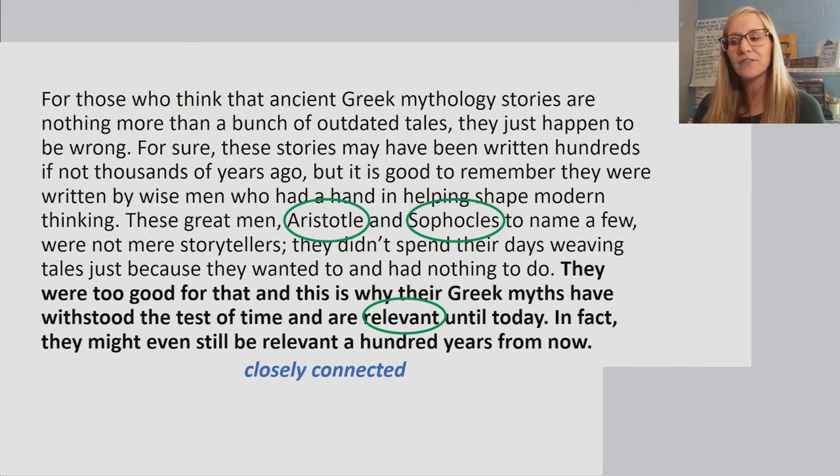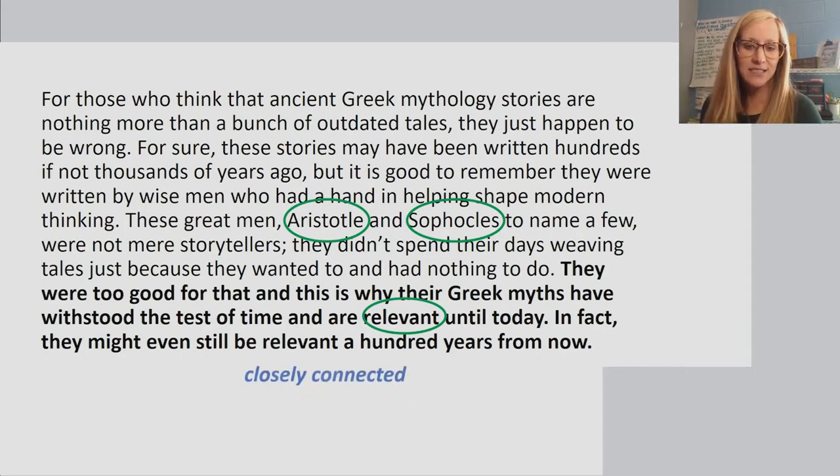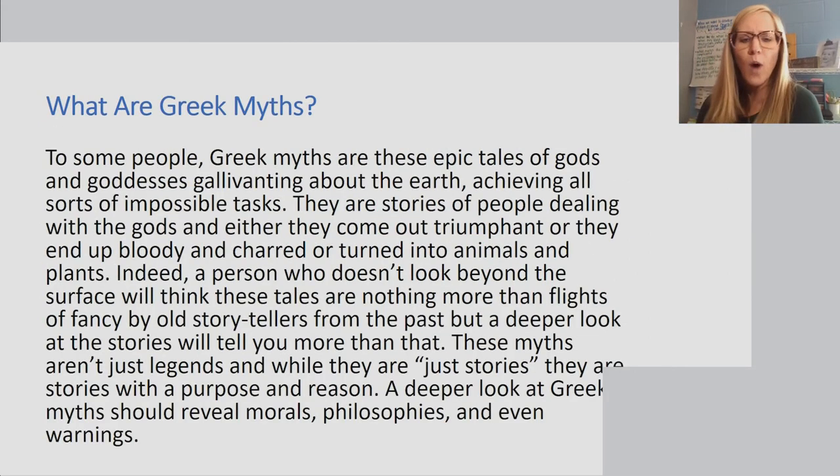Now that I know what relevant means, I know that this paragraph is trying to show that we can still connect to Greek myths even though they were written long ago. Let's think about why Greek myths are relevant today as we read the next paragraph. The heading of the next section is titled, What are Greek Myths?